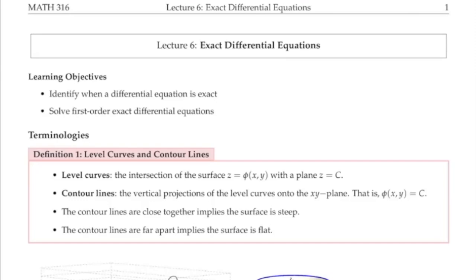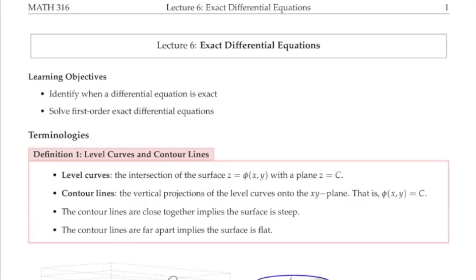So the learning objective of this lecture is to identify when a differential equation is exact. To be honest, I don't understand what the word exact means in this context. It's just that this type of differential equation is considered to be an exact differential equation. There are conditions that you need to use to check if the differential equation is in fact exact. But anyway, this is another technique or procedure that allows you to solve first order differential equations.